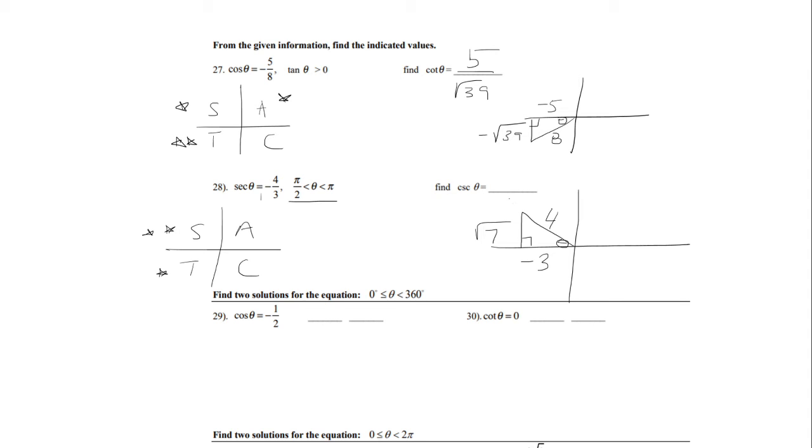Okay. And cosecant is 1 over sine. Sine is opposite over hypotenuse. So that will be root 7 over 4. So flip it to get 4 over root 7. We'll multiply top and bottom by root 7, rationalize the denominator, and that's 4 root 7 over 7 as your answer.